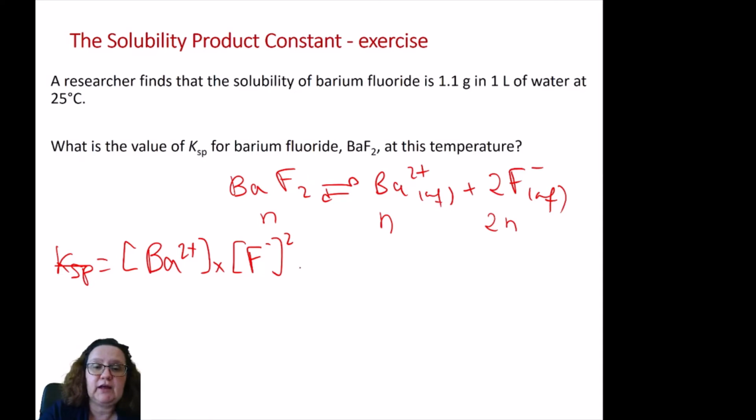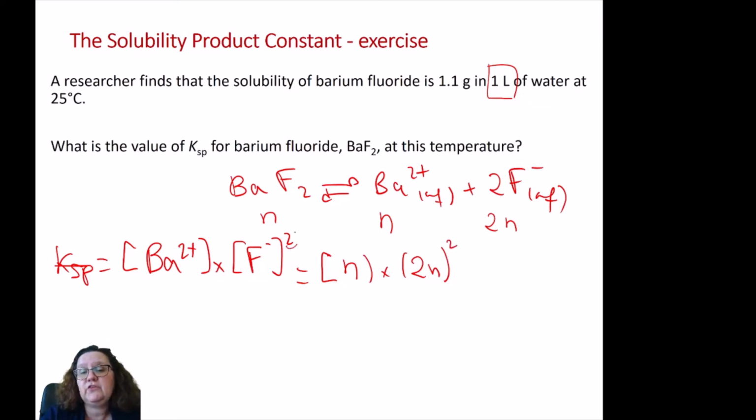So if I substitute that in my equation, and in all cases I can use a volume of 1 liter, so I can use moles and molarity in an indistinguishable way. I would have the concentration of barium 2+ ions would be N, and the concentration of fluoride ions would be 2N, to the power of 2, because that's what the formula is telling me. So if I do the calculations, I end up with 4N cubed. And now I need to work out what the value of N is.